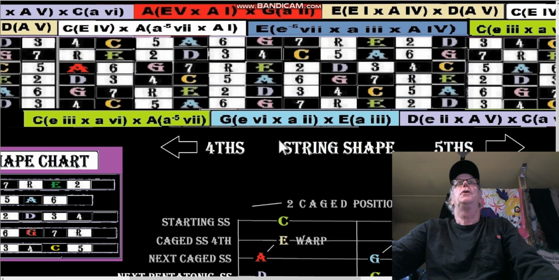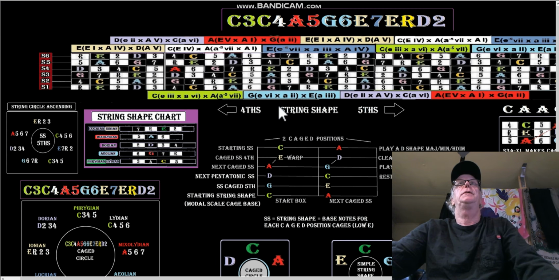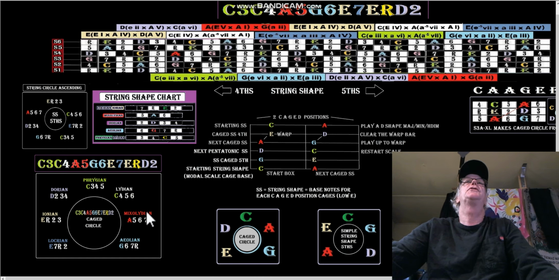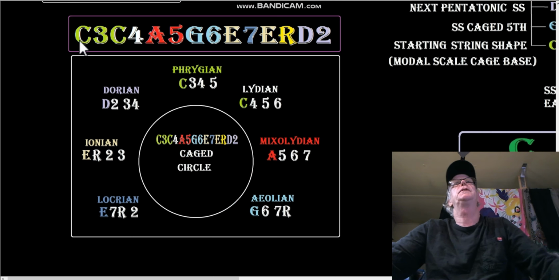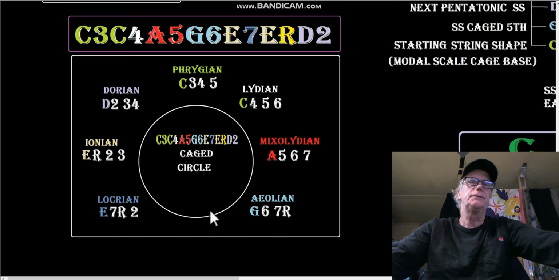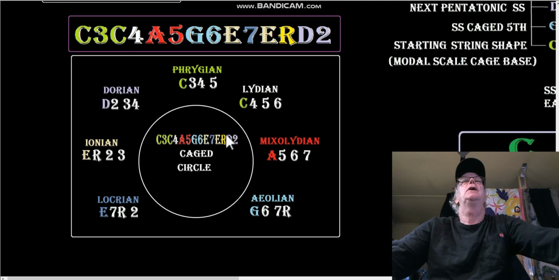All right. So what are we doing here? So we have a circle of string shapes. We can call it the long pattern. Okay, and we can go pretty much in a long cage circle there. So there's your Mixolydian, the A 5/6/7, the Lydian, C 4/5/6, and the Ionian, E root 2/3. And this is your cage circle with the overlaps.